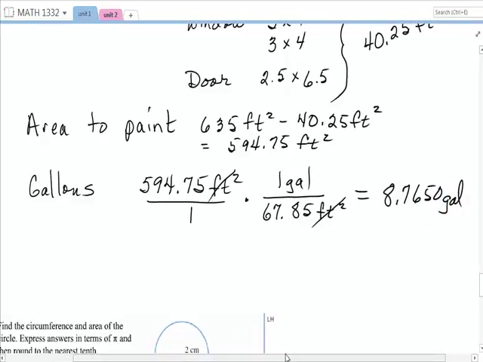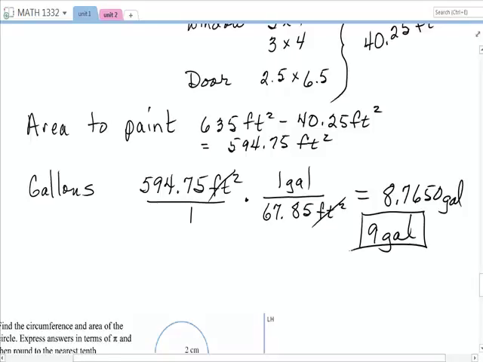Can you go to Lowe's and ask them for 8.765? What if it was 8.2? Could you ask for 8.2? You have got to raise up to the next whole gallon. It's not a matter of rounding. If there is even a tiny bit more than 8, you got to get 9 gallons. That's not a matter of mathematical rounding. That's good common sense. Don't get less paint than you need.